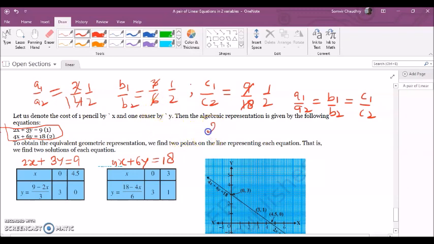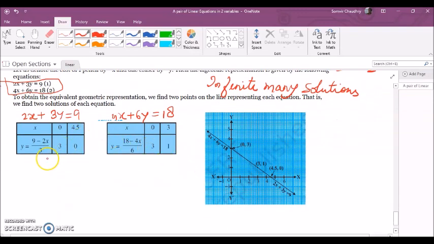Infinitely many solutions. Now we will draw the graph of these equations. The first one is this one.